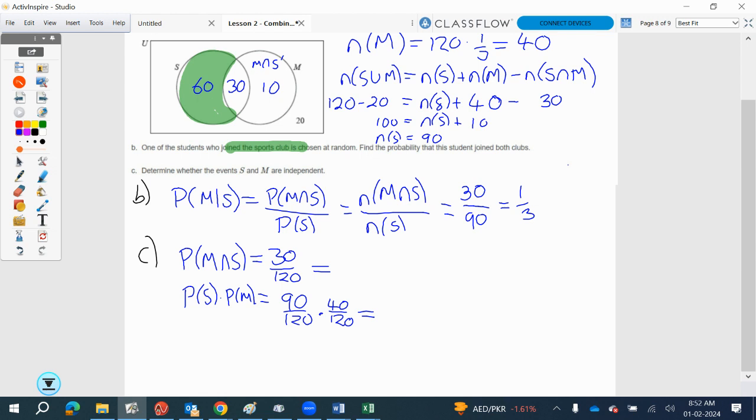What do we get as our decimals? And for the other one? What do we get for this one? We get the same thing. What does that tell us? So, always include an equality or inequality. So these two are the same. This implies that S and M are independent.